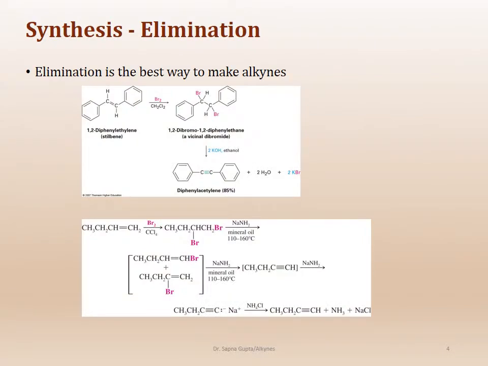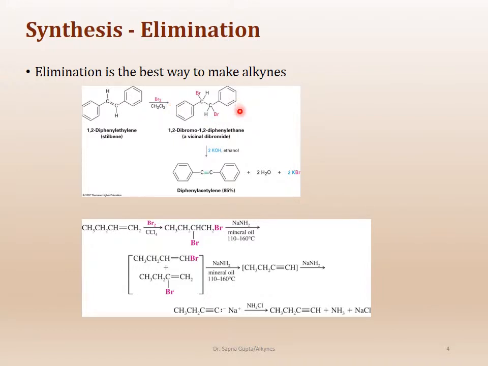The synthesis of alkynes is one kind. There are two kinds actually. The first one is elimination, just like for alkenes. This is really the best way to make an alkyne. And again, elimination is going to be when you have a leaving group on it, and the leaving groups are going to be bromines or chlorines.